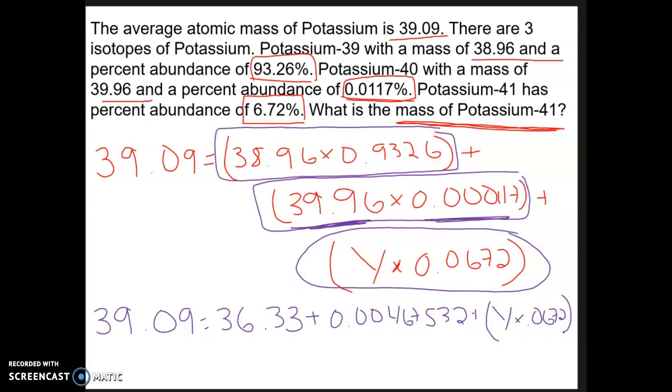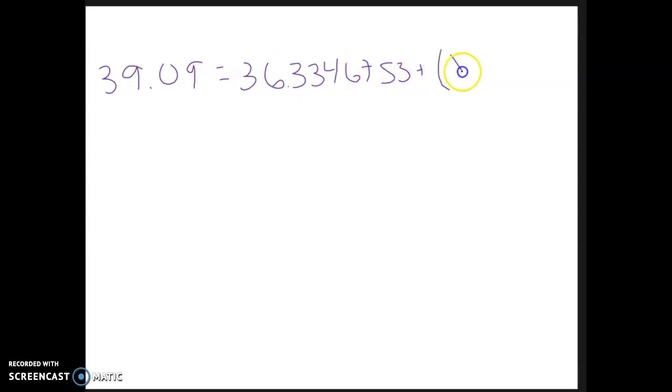Okay, now let's go ahead and combine these, and I'm going to have to move to the next slide so I have room. So 39.09, and I added those two values together, equals 36.33467753 plus Y times 0.0672. Trying to solve for Y, so we need to isolate Y, get Y by itself.